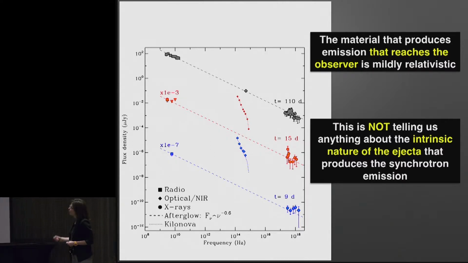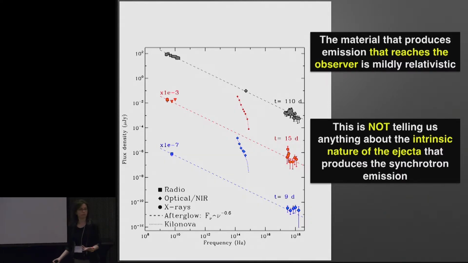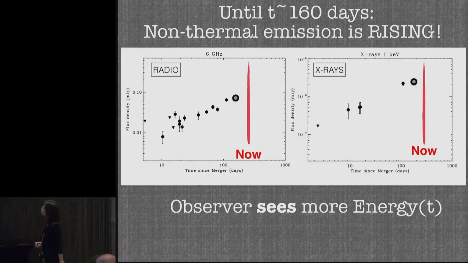The second point I want to make is that this spectrum is a synchrotron spectrum, so these observations are telling us right away the emission mechanism that is producing this emission, but are not telling me at this point anything about the intrinsic nature of this ejecta. It's synchrotron. That's what it's telling me.